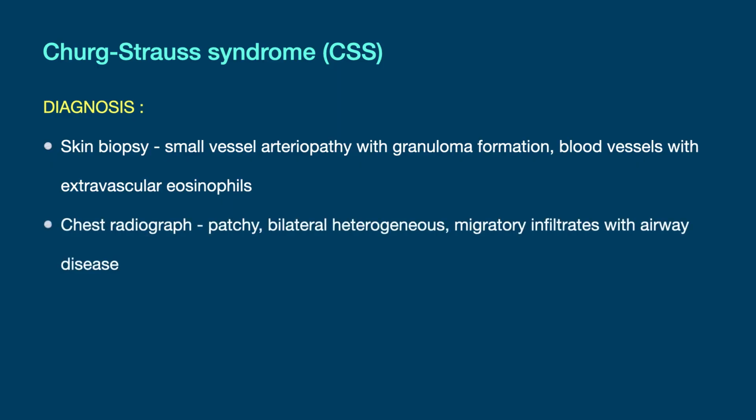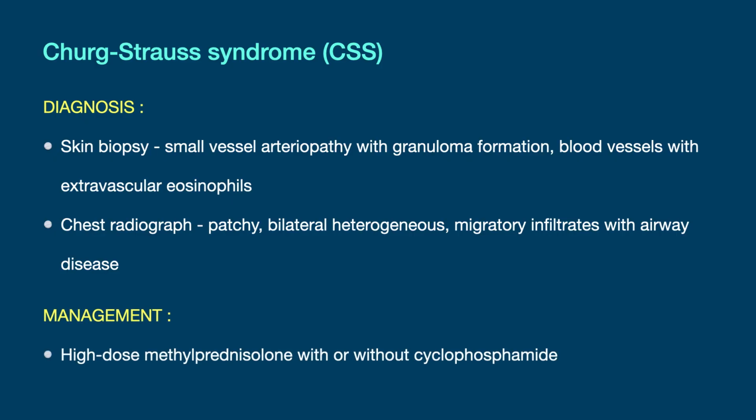Chest imaging demonstrates abnormalities in 70 to 90% of patients with Churg-Strauss syndrome, most commonly patchy, bilateral, heterogeneous, migratory infiltrates combined with features of airway disease. As for treatment, high-dose methylprednisolone with or without cyclophosphamide is the treatment of choice.